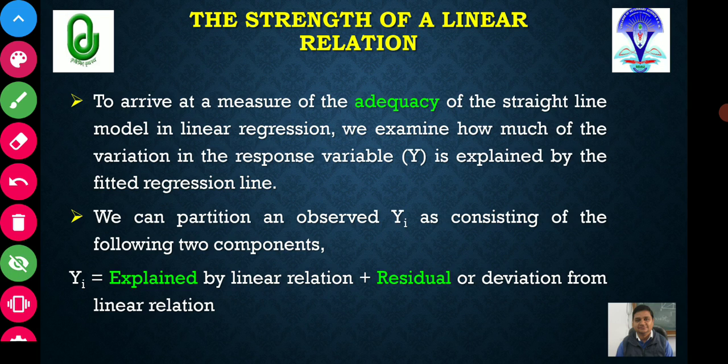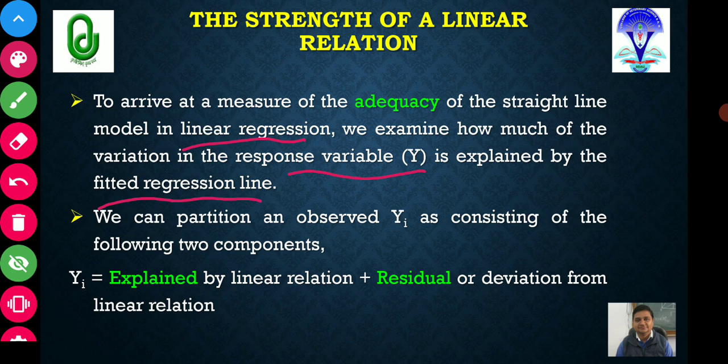The strength of linear relationship. Now, to arrive at a measure of the adequacy of a straight line model in linear regression, measure of adequacy means correctness of the model, we examine how much variation in the response variable is explained by fitting the regression line. Same thing we have already discussed.